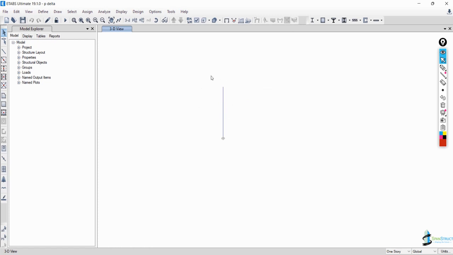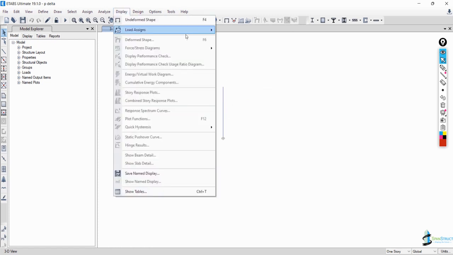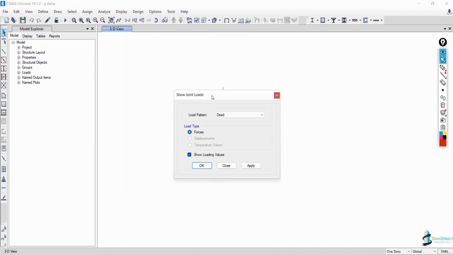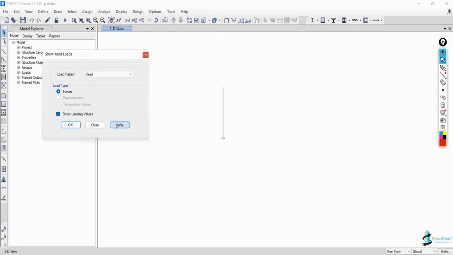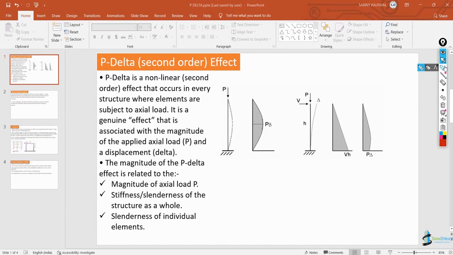If you look at the load here, go into display option and load assignment, and look at the joint load. Let us start with the P load which we have given here. The P we have applied here is 50 kilonewton. Now if you look at the lateral load which we have applied, we have applied a lateral load of 10 kilonewton.